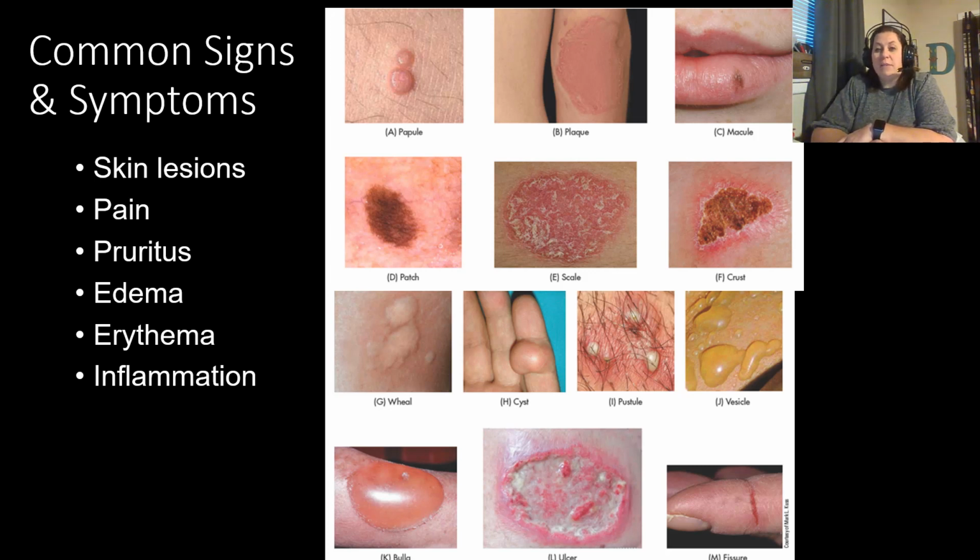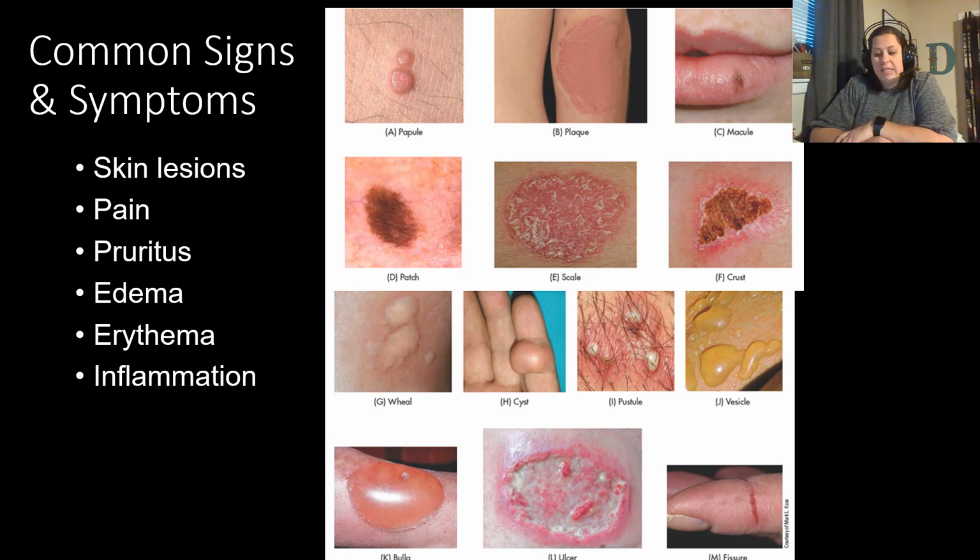We also see that there could be scales, a crust, a wheal, and a wheal, guys, is elevated and it has fluid underneath, so a lot of times a wheal would also be known as a blister. We can have a cyst. It's also fluid filled but larger. A pustule, which has pus in it. A vesicle, which is a little bit bigger type of blister than what you see with a wheal. A bulla, which is even larger.